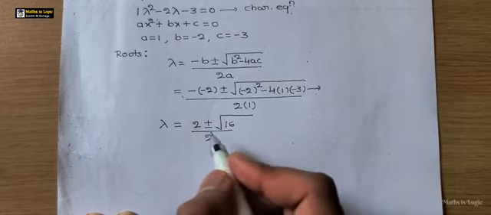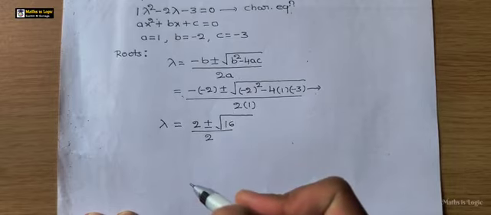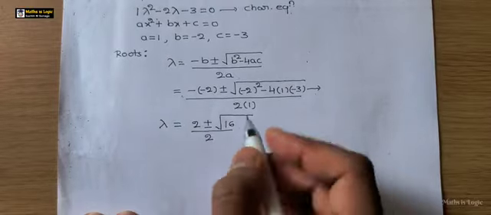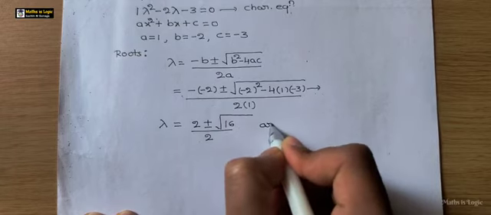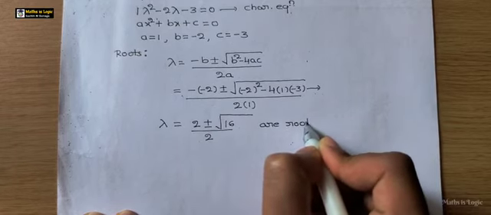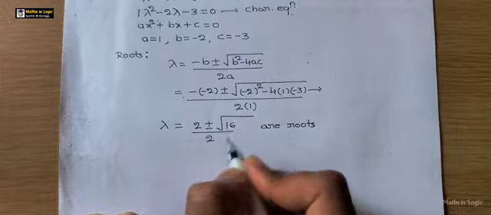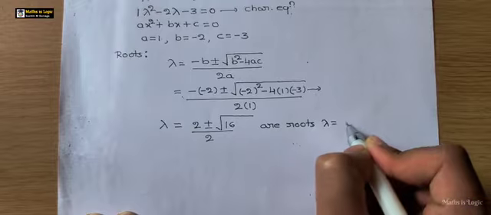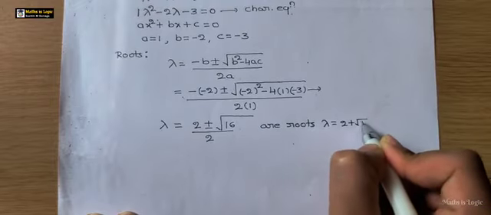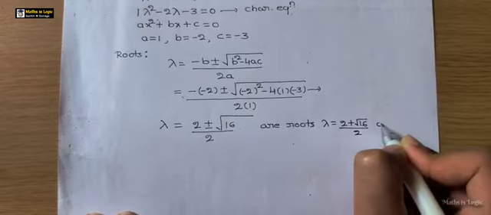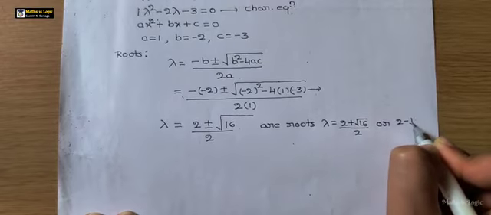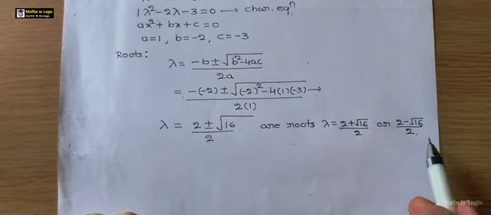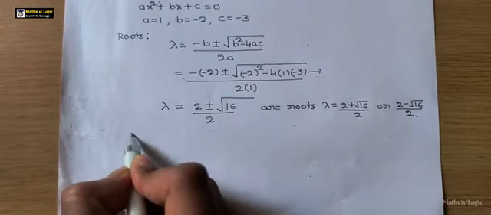So this is the final answer. Otherwise, further if you want to do the simplification, we know, so these are called roots. One is positive value, another one is negative value. Otherwise you can write like this also, lambda is equals to 2 plus root 16 divided by 2, and another one 2 minus root 16 divided by 2. So these are called roots.